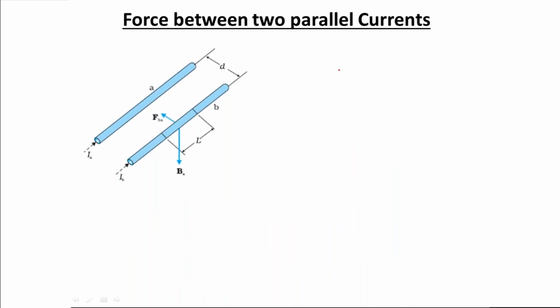Now, since a current carrying wire experiences a force when it is passing through a region of uniform magnetic field, if I have two parallel wires, as I can show you in this figure, there are two conducting wires, A and B. The current through A is IA, in this direction, and the current through B is IB, which is also flowing in the same direction. If the currents are flowing in the same direction in these parallel wires, then they, I'll tell you this later.